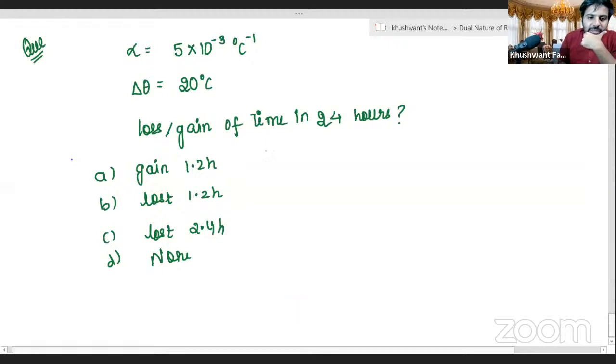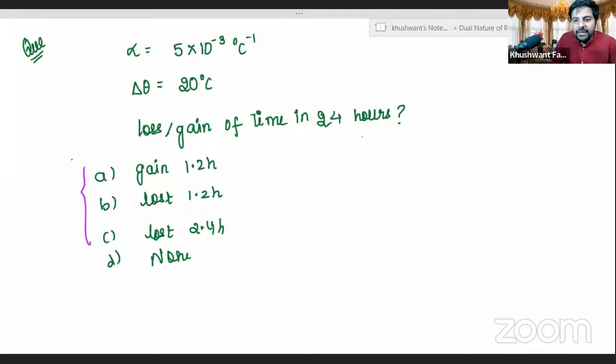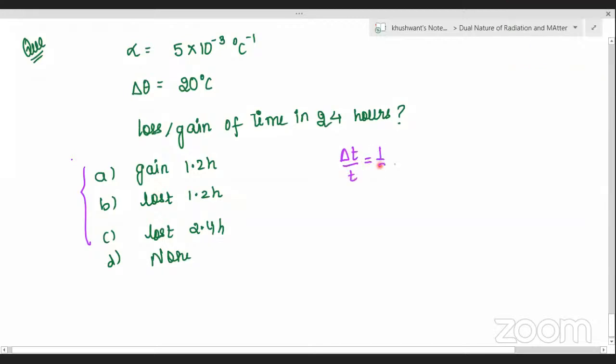Let us see which one is possible and how. Okay, now what's the formula? Let's take this with Aliza. Aliza, what's the formula for loss or gain of time? Tell us once. Delta T by T is equal to alpha delta theta by 2. Correct?